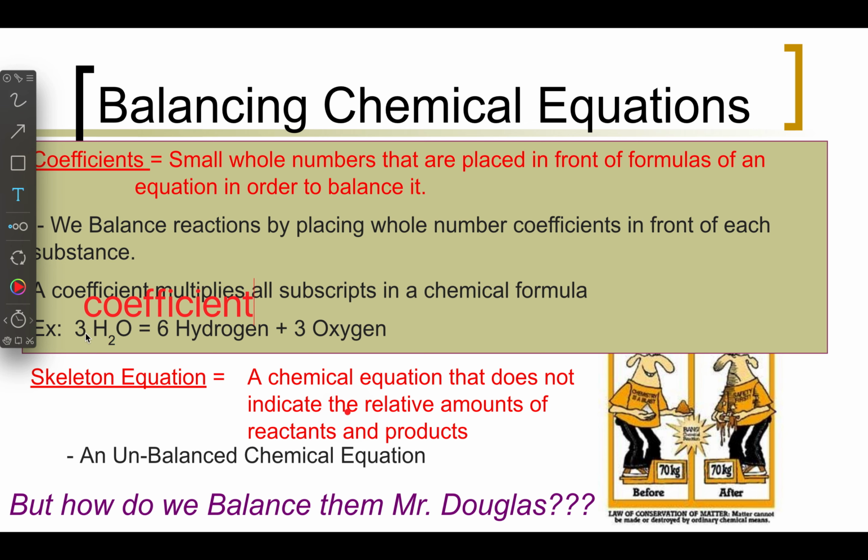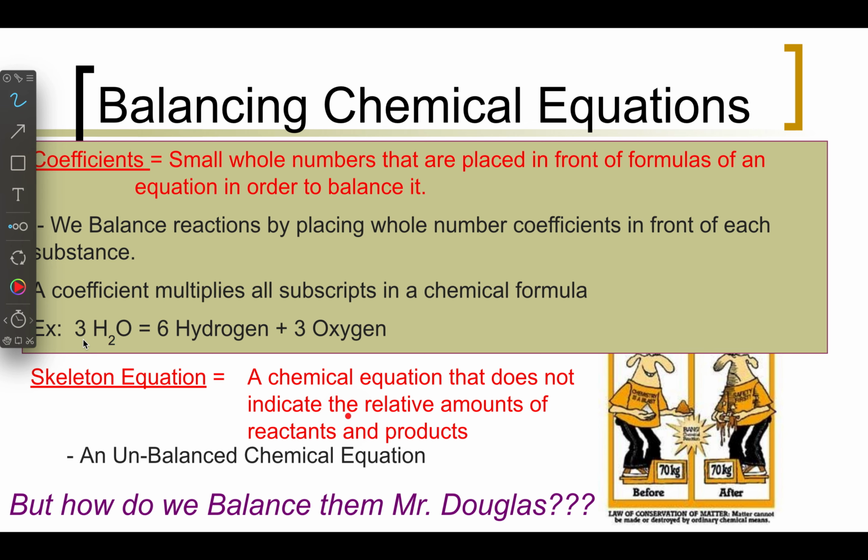coefficient. So if you put the 3 in front, that means you multiply the 3 by the 2 to get 6 hydrogen and 3 by 1, sorry guys, to get 3 oxygen. The big idea is that the subscripts down here are permanent. We can't change those. It's always going to be H2O. The thing we can change are the coefficients right up here.